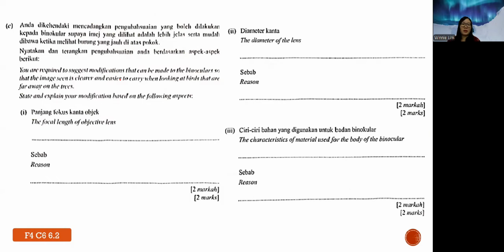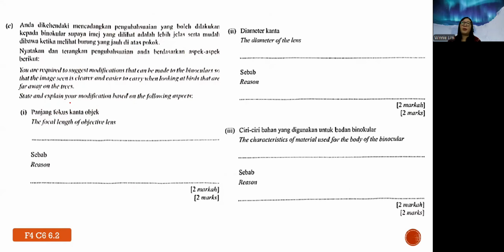Okay, C. You're required to suggest modifications that can be made to the binocular so that the image seen is closer, clearer and easier to carry when looking at birds that are far away on the tree. State and explain your modifications based on the following aspects. So it's similar to the section C questions. First, the focal length of the objective lens.